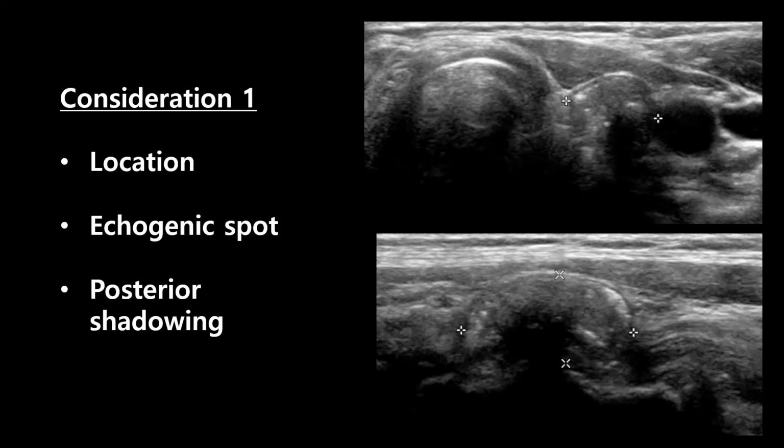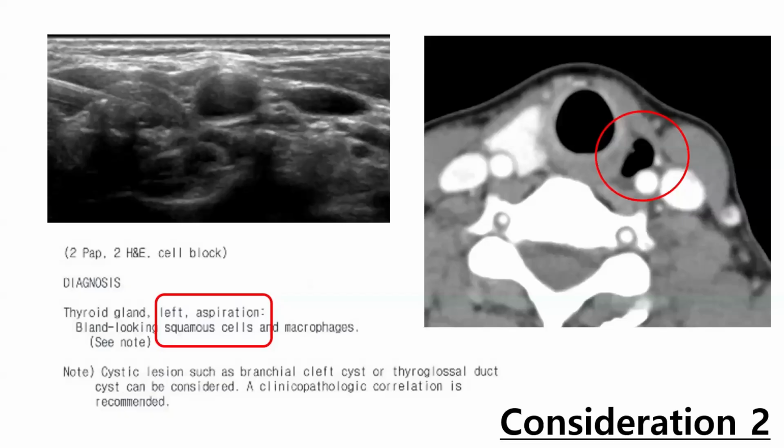Although there is an echogenic spot within the lesion, the posterior shadowing is weak, and a definitive ring-down artifact is not seen. This suggests that the examiner did not consider the possibility of esophageal diverticulum and thus did not capture the characteristic findings on ultrasound. Additionally, if squamous cells are found on cytology, esophageal diverticulum should be reconsidered, as squamous cells are rare in thyroid cytology.